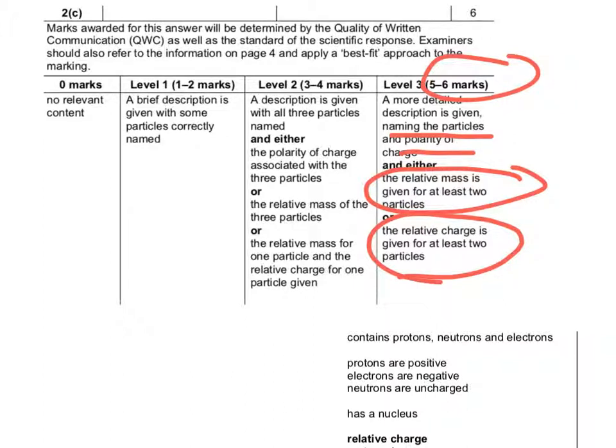If you haven't given the relative mass for at least 2, or the relative charge for at least 2, you need to give the relative mass of the 3 particles and the relative mass of 1 particle to get the 3 to 4 mark. And if you've not really got stuff, you've just got a brief description with some names correctly, that's 1 or 2 marks. I could bring onto the screen now some of the points you should have included, so you could always add these to your work if need be.